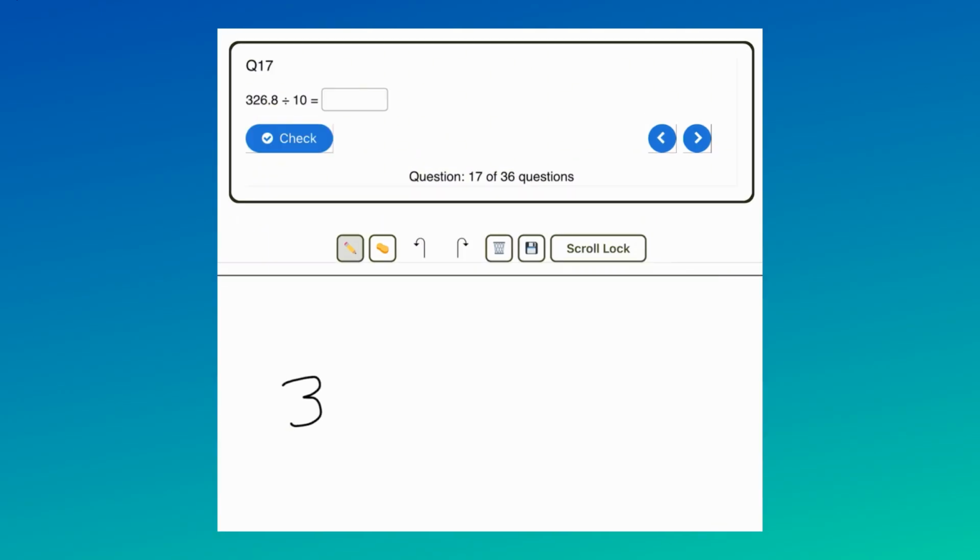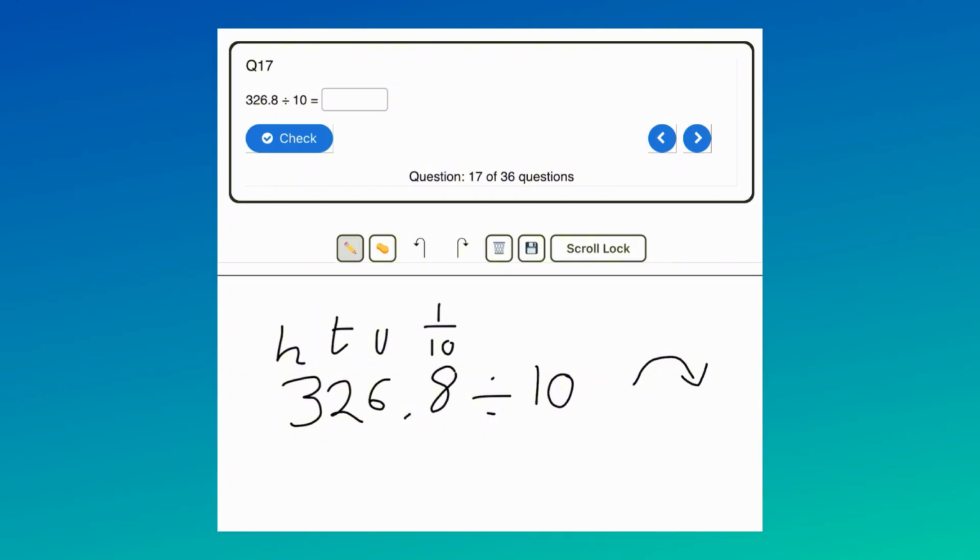Question 17. 326.8 divided by 10. Now, I know in this question my 3 is my hundreds, my 2 is my tens, my 6 is my units, and my 8 is my tenths. When we divide a number by 10, we move everything 1 place to the right. So I am going to make my 3 my tens, my 2 my units, my 6 becomes my tenths, and the 8 becomes my hundredths. So the answer is 32.68.